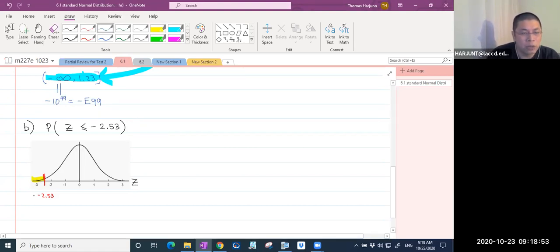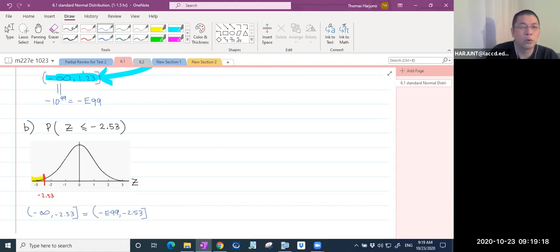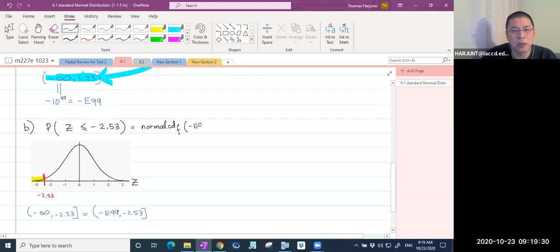The interval notation for that interval will be negative infinity up to negative 2.53. But on our calculator, we need to adjust that to negative E99, negative 2.53. So when I write the calculator notation, that would be normal CDF negative E99, negative 2.53, 0, 1.